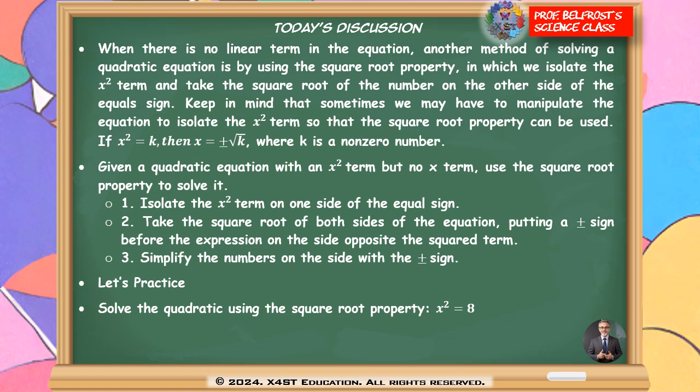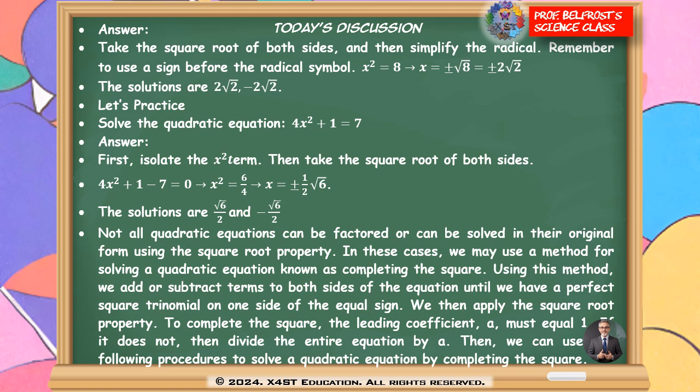So for example, solve the quadratic using the square root property, in the case x squared equals 8, or x squared minus 8 equals 0. It's the same thing. Okay, so yeah, this is very simple. By using the 3 steps that have been highlighted before, we can easily find the roots of the quadratic equation, and x squared equals 8 has the solution x equals plus or minus 2 times square root of 2. So the solutions are 2 square root of 2 and minus 2 times square root of 2.